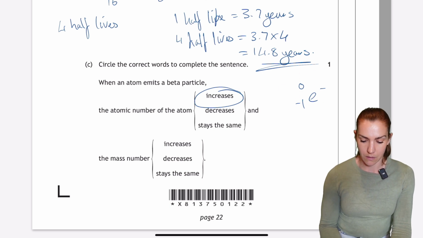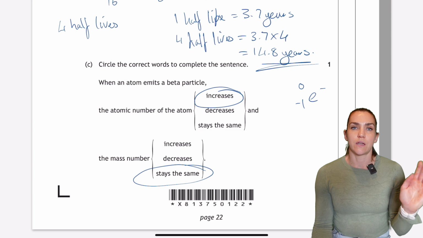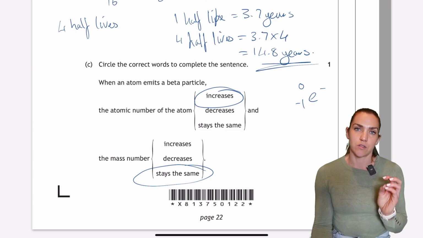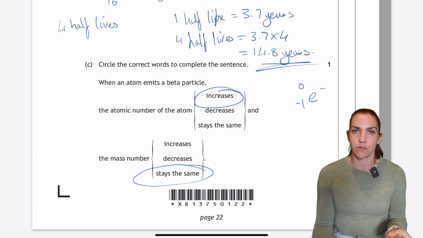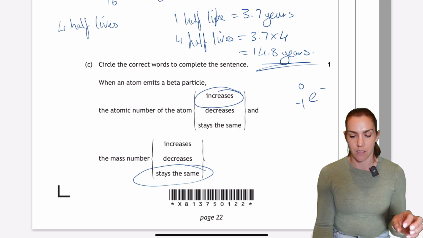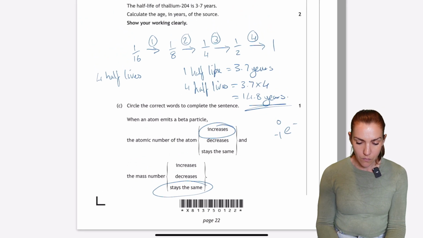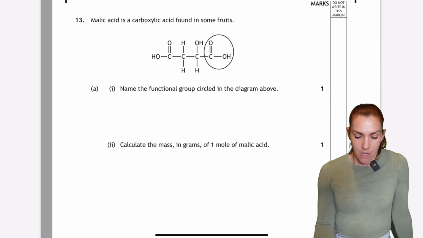Okay. Knowing how atomic and mass numbers change based on the type of radiation emitted is a really useful thing to know. So you can go and check out my nuclear chemistry video if that is something that you're not sure of. Hopefully that will help.